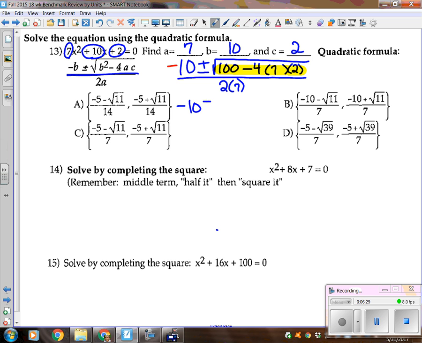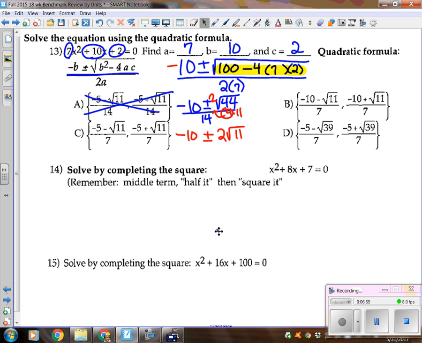Negative 10 plus or minus the square root of 44 divided by 14. That really doesn't match any of the answers. I've got 14 here, but it's negative 5 plus. So I'm going to say A is already out as a choice. I know that we should be able to simplify the square root. That should be 4 times 11, so what comes out should be a what? 2. So now I have negative 10 plus minus 2 radical 11.